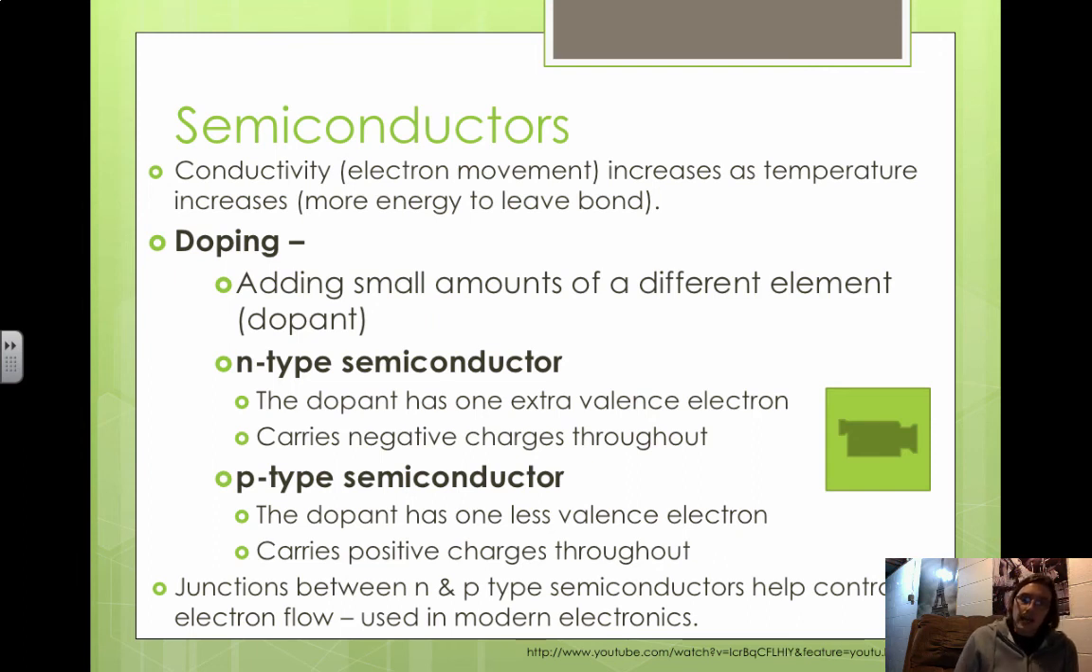Now, the N and P-type semiconductors actually help control electron flow, and this is what is used in modern electronics. So devices that are made of semiconductors, or more specifically silicon semiconductors, are really essential components of most electronic circuits. So computers, cell phones, those all contain semiconductors that allow charge to flow.